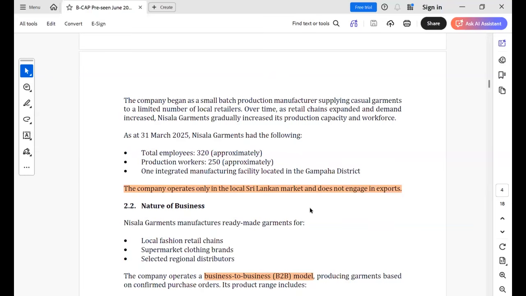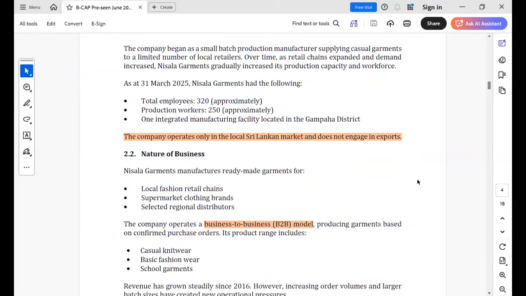And they don't have factories scattered throughout the island, so they have only one single manufacturing location, which is in the Gampaha district. So that also you want to take into consideration, right? So the company operates only in the local Sri Lankan market and does not engage in export. So clearly they don't cater to the export market, right?